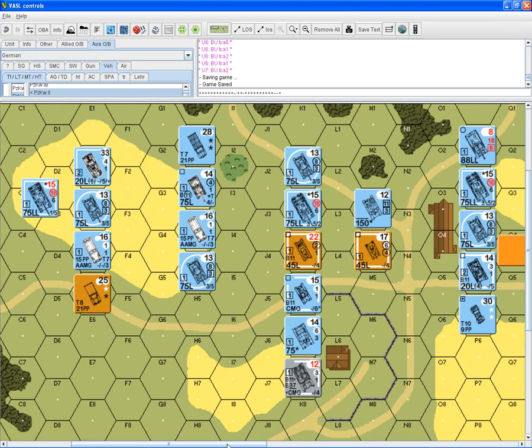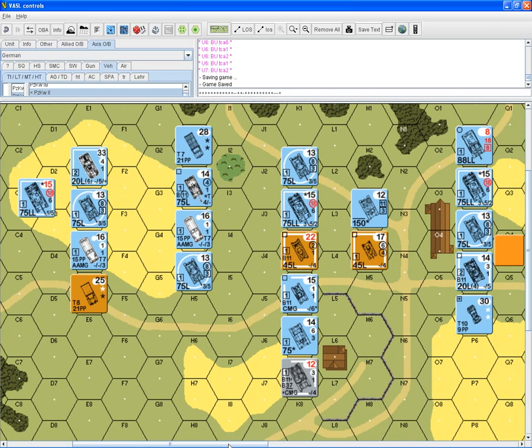And as you can see, I have numerous different vehicle counters on the map. So we are going to be talking about different kinds of vehicles and what all the different numbers and symbols represent on these counters. I would say a good 80 to 90% of the different scenarios have at least one, if not numerous, vehicles in the scenario.